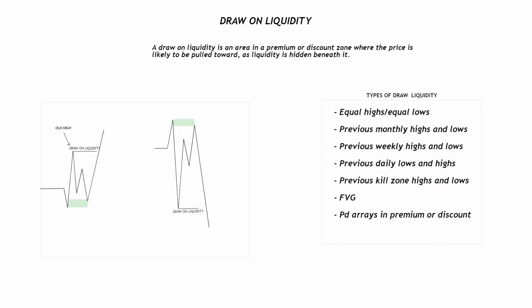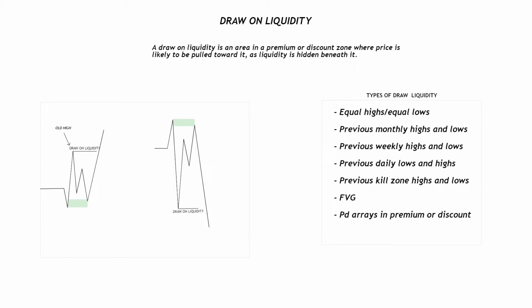Now that we know the power of draw on liquidity and how it's truly important for us to know our draw on liquidity when we are trading, we'll be going over the definitions and the types of draw on liquidities, and then we'll go on the chart and show you multiple examples of draw on liquidities and how we trade them. A draw on liquidity is an area in a premium or discount zone where price is likely to be pulled toward it as liquidity is hidden beneath.